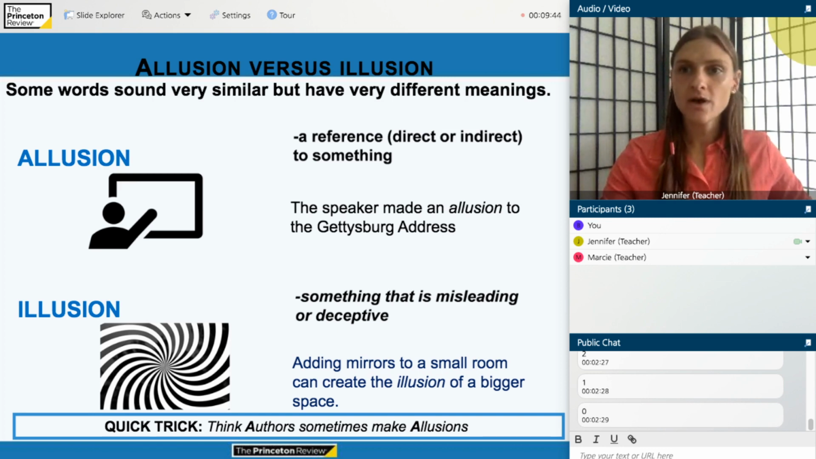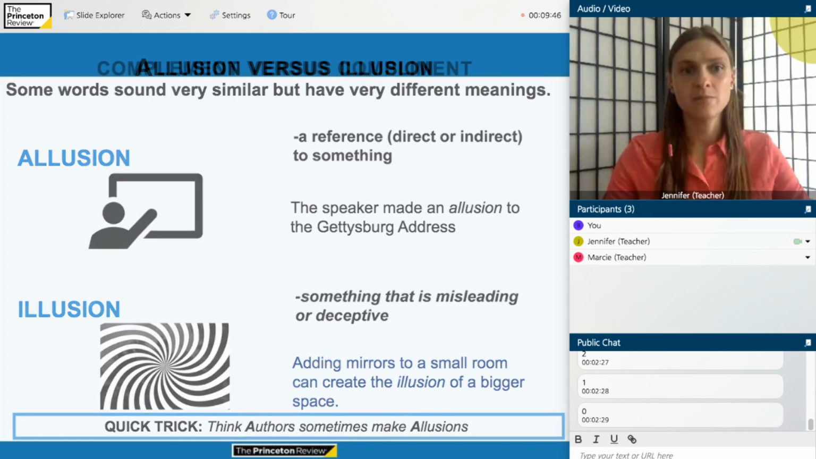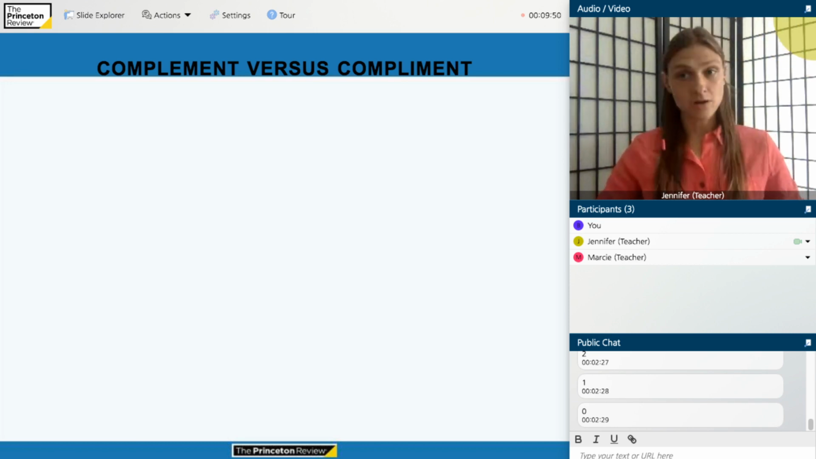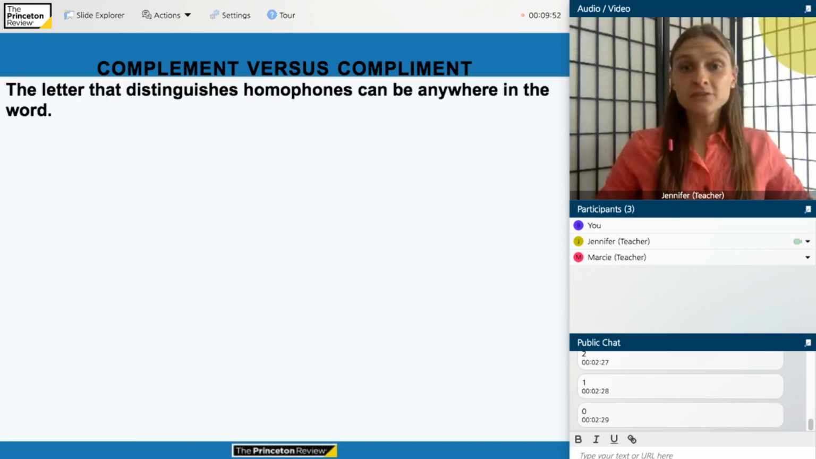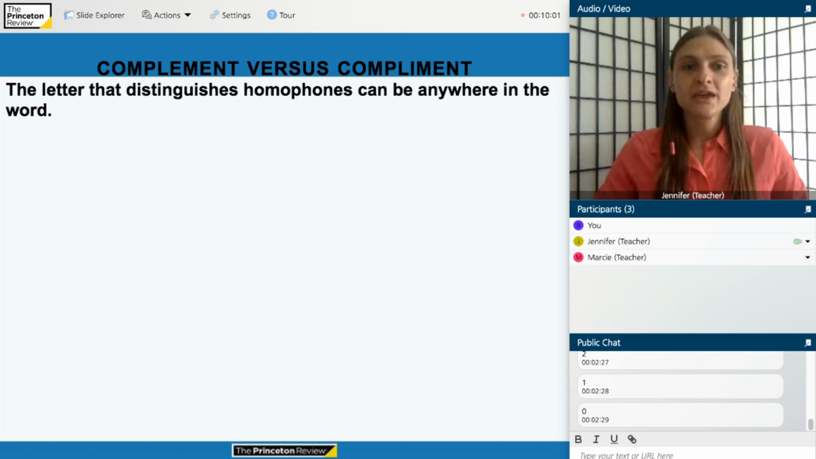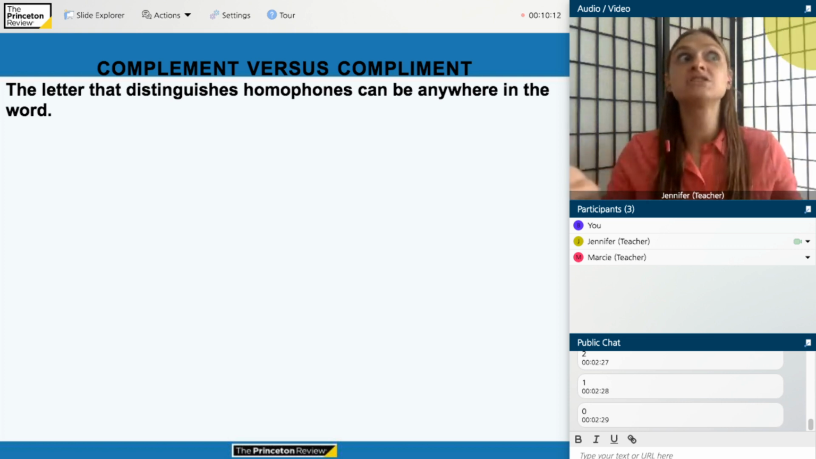So let's move on to our next set of commonly confused and misused words. Complement and compliment. These two sound really similar. You, again, have to really say complement and compliment, and it takes a lot of energy to distinguish the two. As you can see here, whereas in the first two sets of words the letter that was different was the first letter, here the letter in the middle of the word is different. So that one letter that can change an entire meaning can appear anywhere in the word.